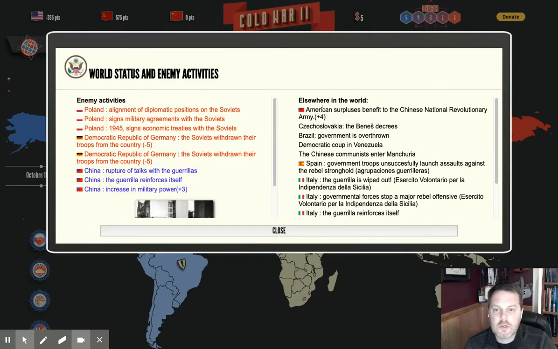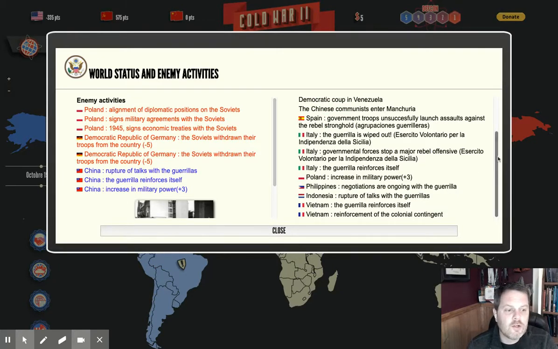Okay, so here's our world status. You can see +4 as you scroll through, +3. So these are benefiting our scores. Red would be benefiting the Soviet Union. Blue would be benefiting the United States.